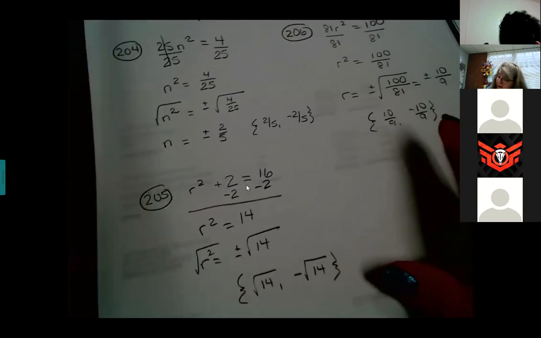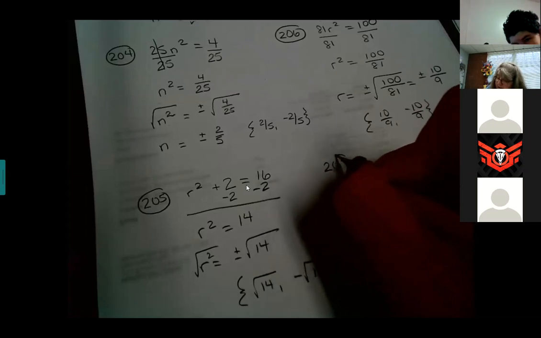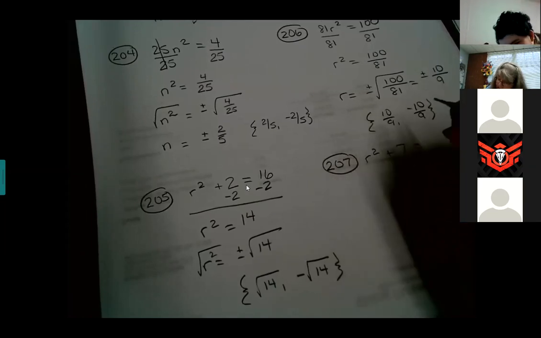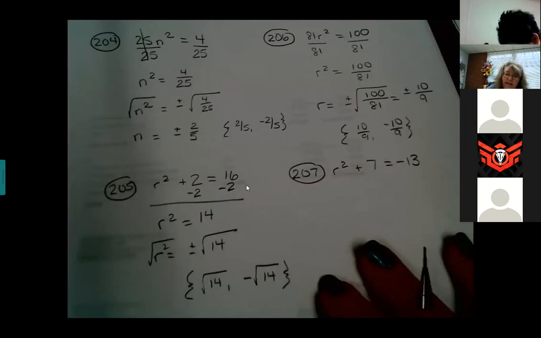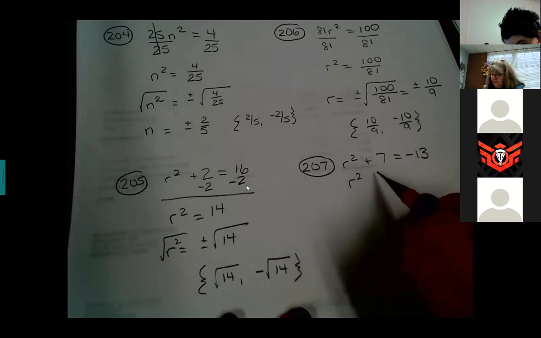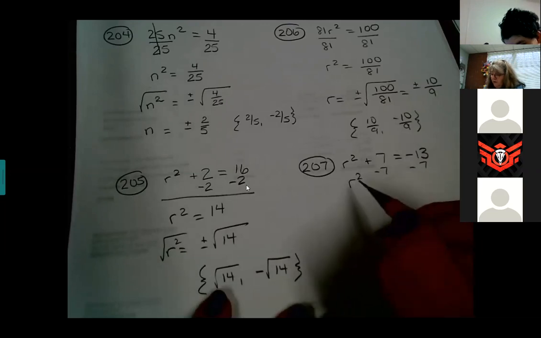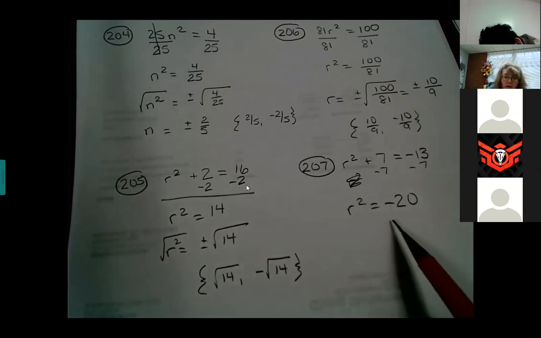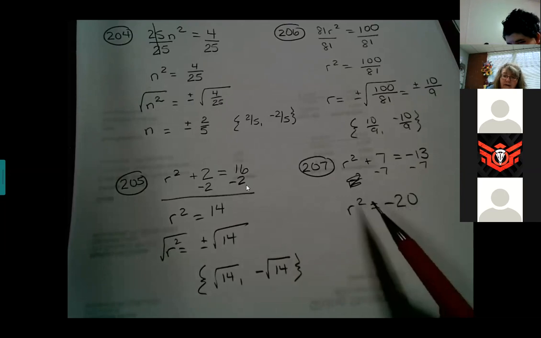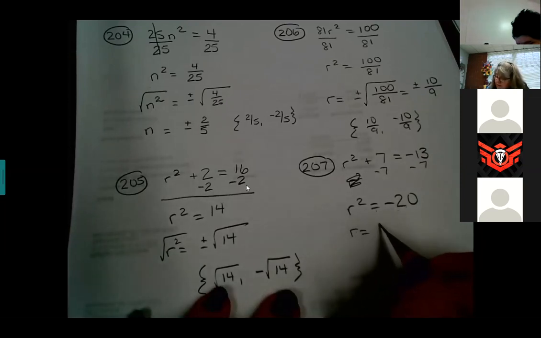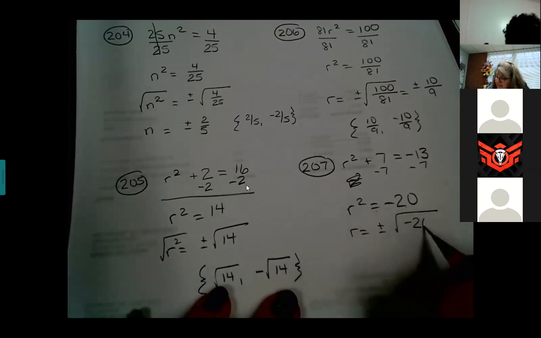Okay. Now, y'all look with me at 207 and look at 205 and tell me what the difference is. Negative. Yeah. When you move the 7 over on 207, you get a negative number. What kind of answers am I going to have when I have r squared equals a negative number? Imaginary. Imaginary answers. So I take the square root of both sides. I put plus or minus in front of it.